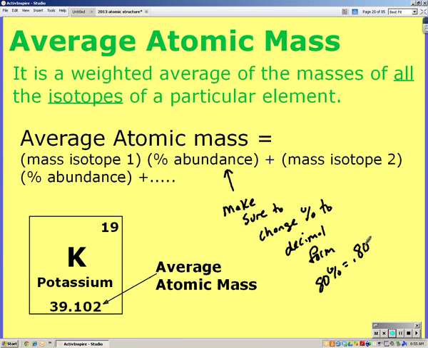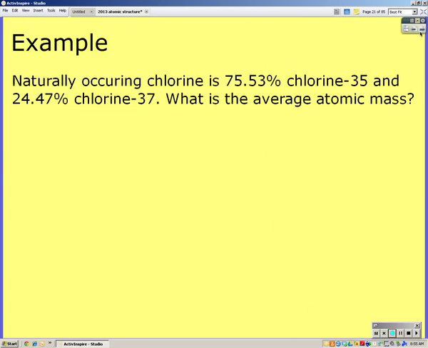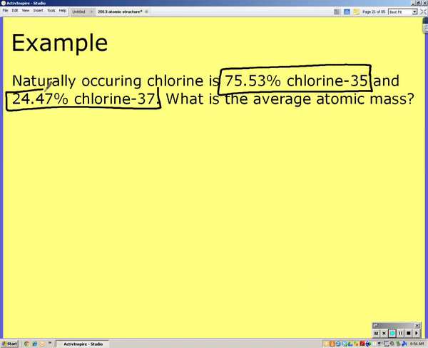Your average atomic mass should be between the mass of your lowest and highest isotope. If it's not, you've done something wrong. And again, this is what's located on the periodic table. So for this first example, we have chlorine-35, and they told us the percent is 75.53%, and chlorine-37, which has a percent of 24.47%.